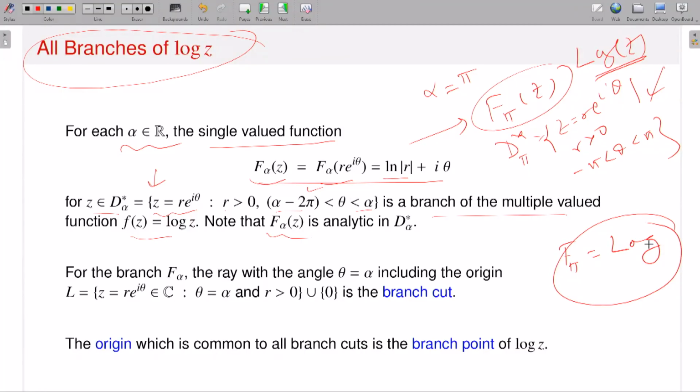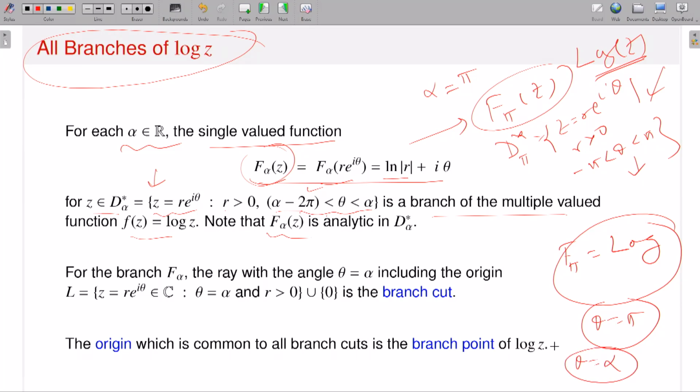But what is the interesting fact? For this principal logarithm, what is the branch cut? Theta is equal to pi. Now here I will have this set, where this capital F alpha is a branch, and in this domain it is analytic. So what is the corresponding branch cut here? Theta is equal to alpha.